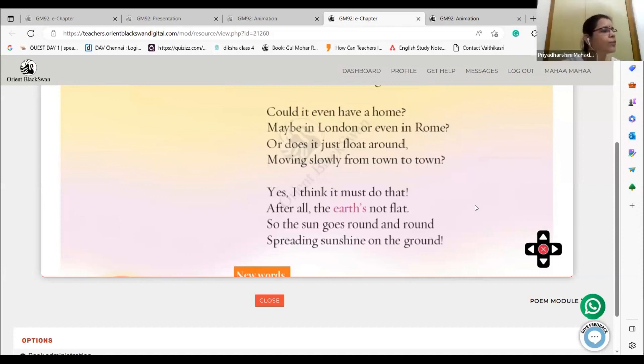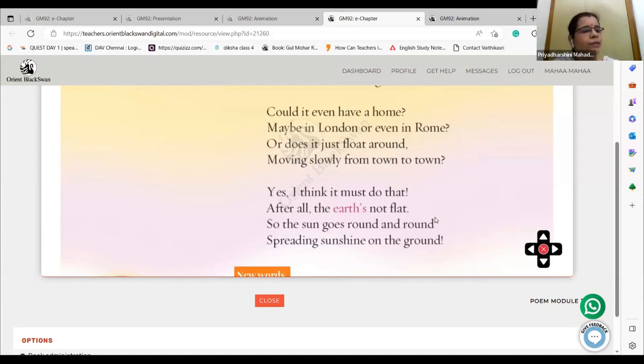And then after this, one more thing we have to teach them. We are not teaching them poetic devices exactly for class 2 children because they cannot understand. But in the book back exercises, a question is given like this. The speaker talks about the sun as if it were a person. Because he asks questions like this: Do you think it needs to rest? Could it even have a home?